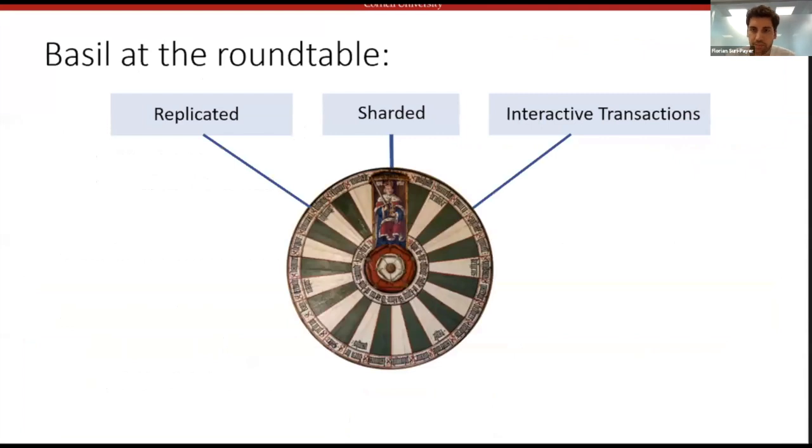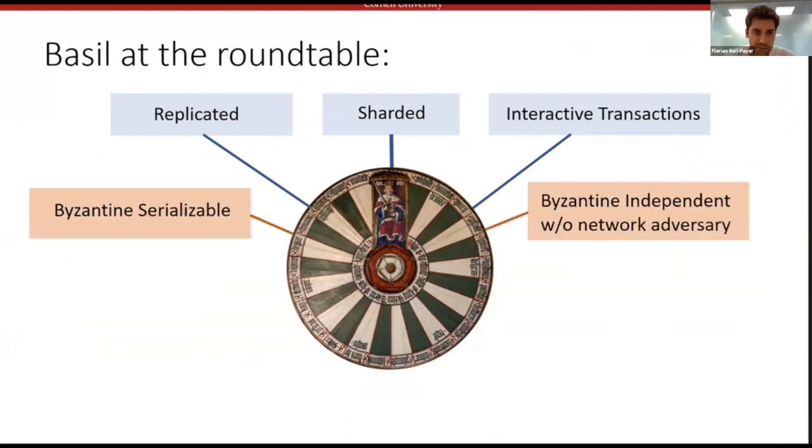So with these two guiding principles in mind, we designed a system called Basil that offers a replicated sharded BFT database that implements interactive transactions to offer a flexible application interface for developers. It meets both our requirements of Byzantine serializability and Byzantine independence, at least as long as the network is not strongly adversarial, in which case actually no system can provide Byzantine independence.